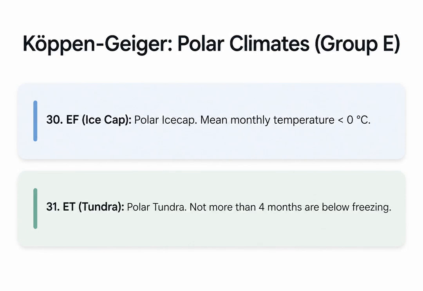Finally, we reach the polar climates. EF is the ice cap, where the mean monthly temperature never rises above 0 degrees Celsius. ET is the tundra, defined in this model as having not more than 4 months below freezing.